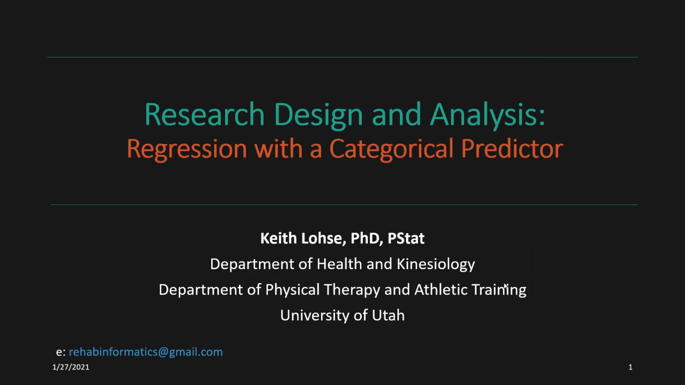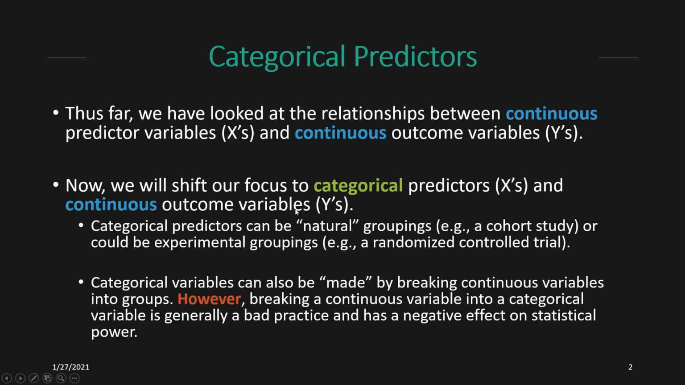In today's video, we'll be building on what we talked about with simple regression, where we were taking one continuous variable and regressing it onto another continuous variable, to a situation where we now have a categorical predictor variable. So again, in our previous videos, we've looked at the relationship between continuous predictor variables as the x's and continuous outcome variables as the y. Now we're going to shift our focus to categorical predictors on the x-axis and continuous outcome variables on the y-axis.